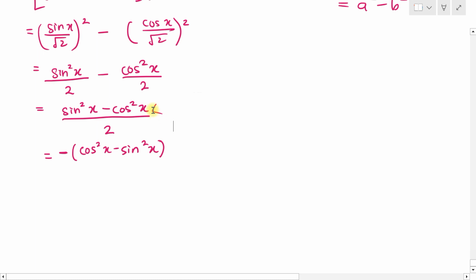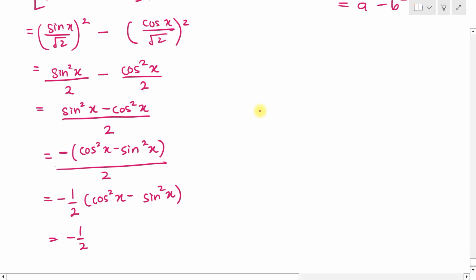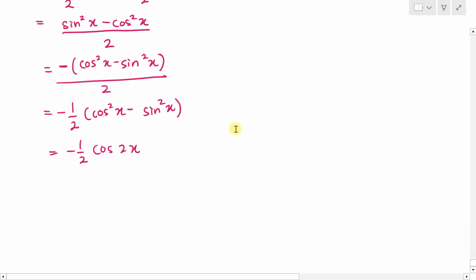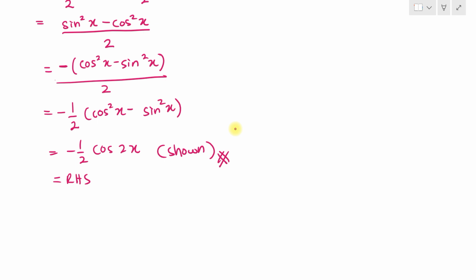Kalau you tak realise, you tengok balik apa yang saya cakap. Okay, and then because of cos square x minus sin square x, I can simplify it. That's why I changed to this form. So, I tarik this negative 1 over 2, and then I put cos square x minus sin square x. So, negative 1 over 2 times cos square minus sin square is cos 2x. This is what they show us, right? We proved it, which is equal to the right hand side shown. Okay, kita dah berjaya menunjukkan jawapannya.